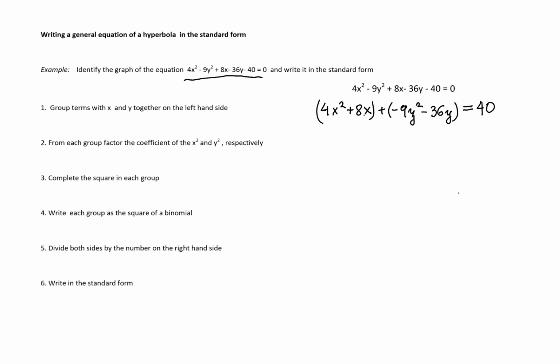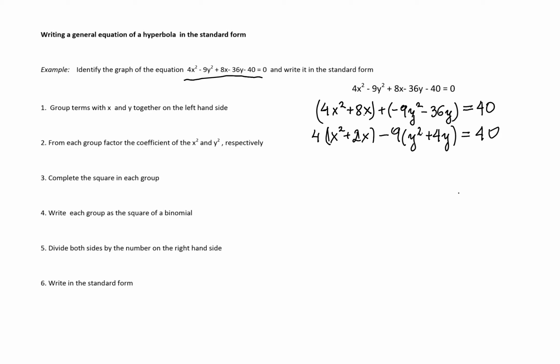The second step is to factor the leading coefficient from each group. From the first group, we'll factor out 4, and we'll have x squared plus 2x. And from the second group, we'll factor out negative 9, so we'll have y squared plus 4y equals 40.